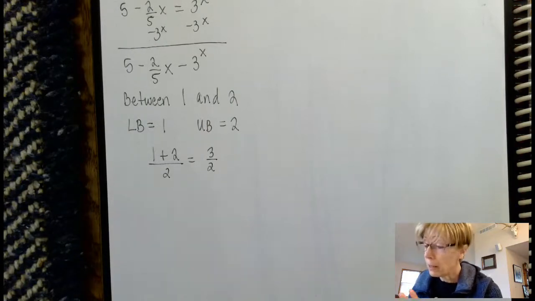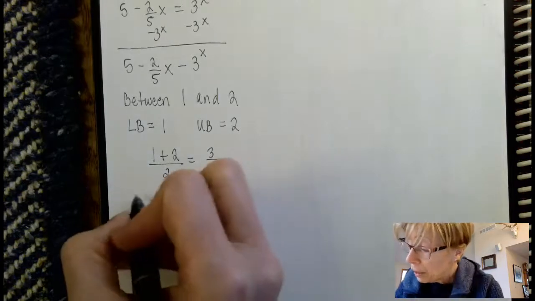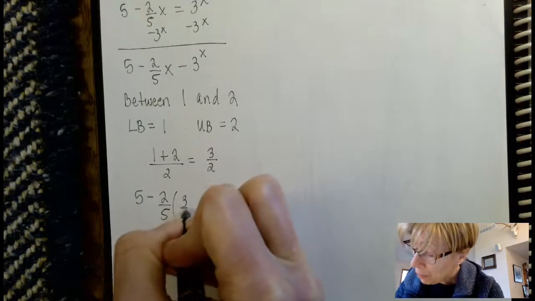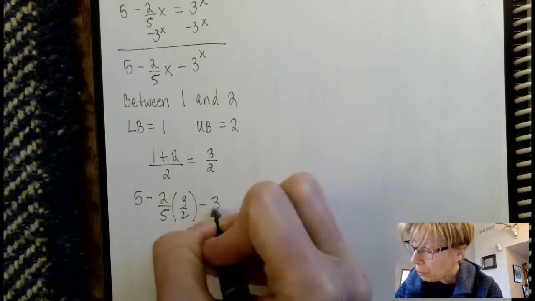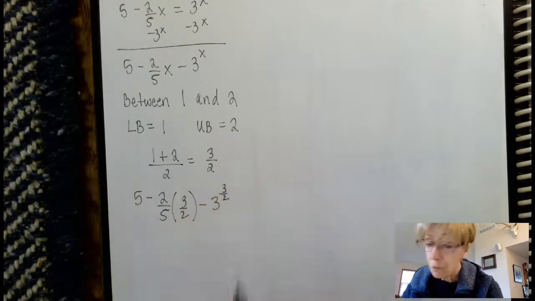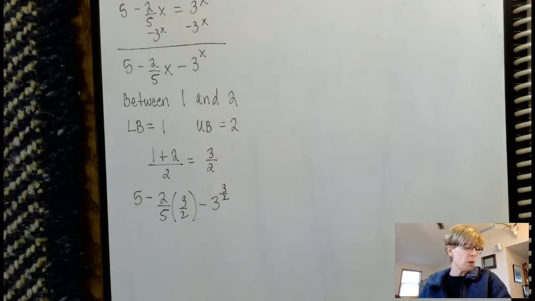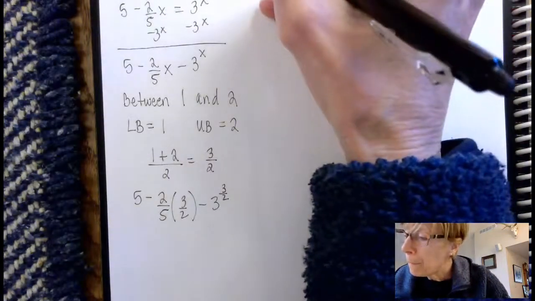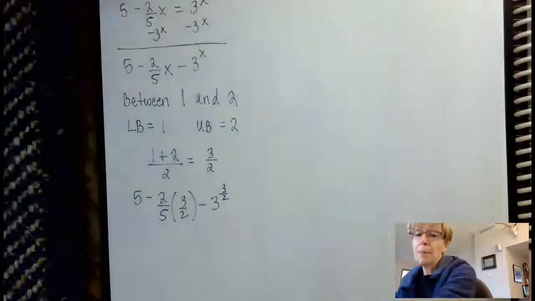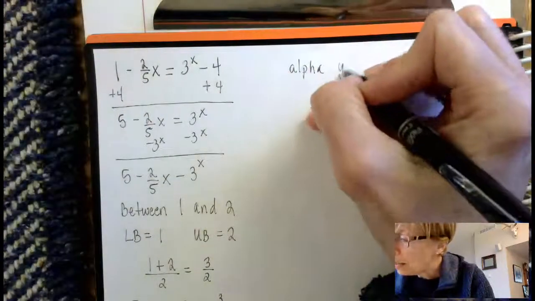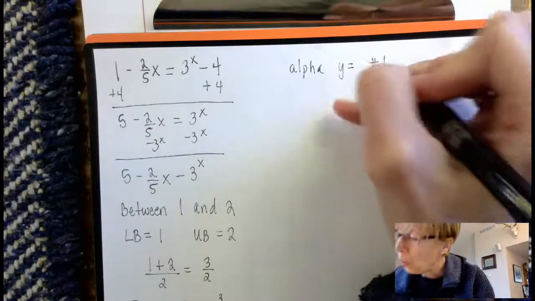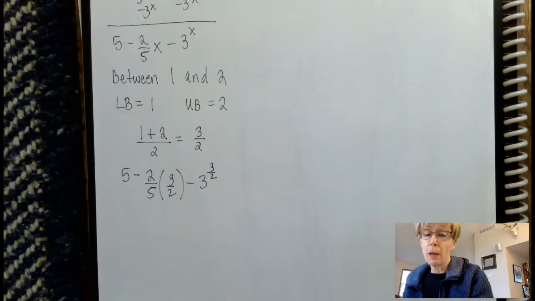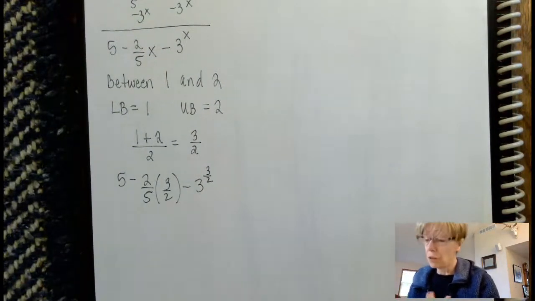I have already done the calculations on my calculator. That's why I can do this. But it's 5 minus 2/5 times 3/2 minus 3 to the 3/2. I did use my fraction button when I'm doing these problems. And the fraction button is alpha, y equals, and then number 1. That's your screen option. It gives you 4 choices. But that's how you can type that into the calculator if you want to, otherwise using Desmos.